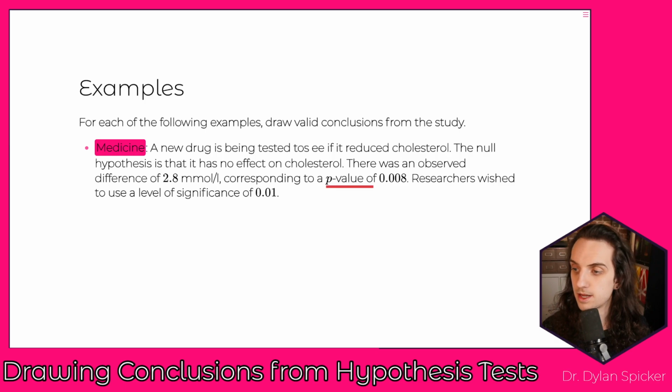The first thing to note is that we have our p-value of 0.008, significance level of 0.01. 0.008 is less than 0.01, and so we're going to be rejecting the null hypothesis, right? The null hypothesis is that the drug has no effect on cholesterol, and so if we reject that, then we conclude that there's evidence that this actually does have an effect on cholesterol. The observed average is going to correspond to this difference of 2.8 millimoles per liter. And so including a statement that has all of those components is going to be what we want to do.